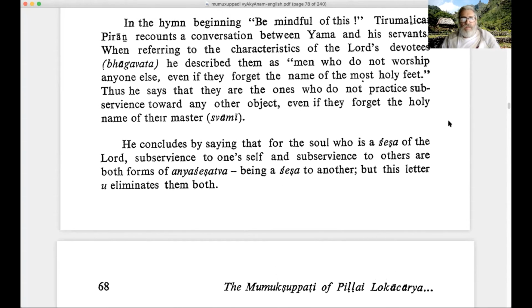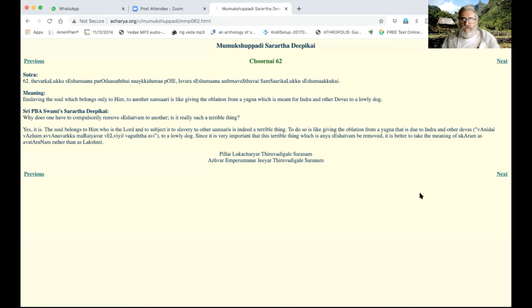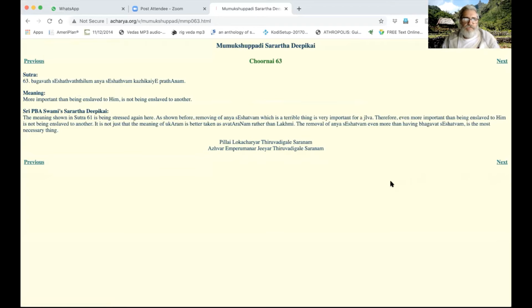Okay, so let's see these two sutras with the commentary of Pillai Lokacharya. Again, more important than being enslaved to him is not being enslaved to another. The meaning shown in Sutra 61 is being stressed again here. As shown before, removing anya sheshatva, which means being subservient to others, which is a terrible thing, is very important for the jiva. Therefore, even more important than being enslaved to him is not being enslaved to another.